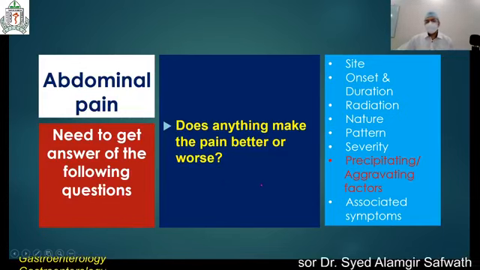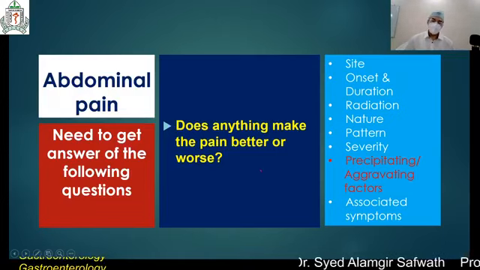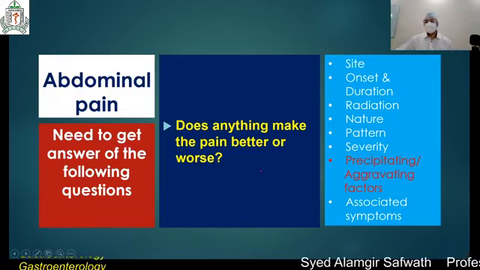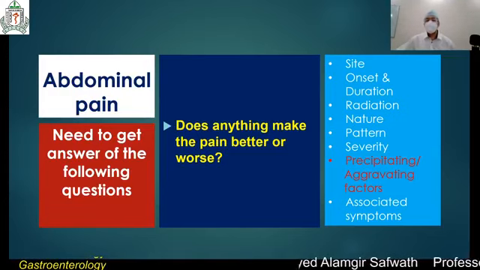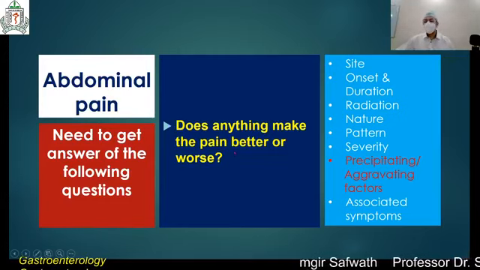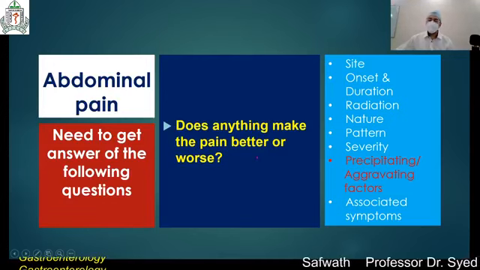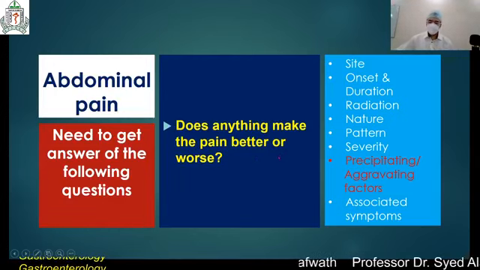A patient with gastric ulcer will say that after vomiting, the pain subsides. A patient with gastric outlet obstruction will say, after vomiting, I feel comfortable. So there are some precipitating factors and some aggravating factors, and we have to ask the patient about them. Otherwise, we'll miss it.